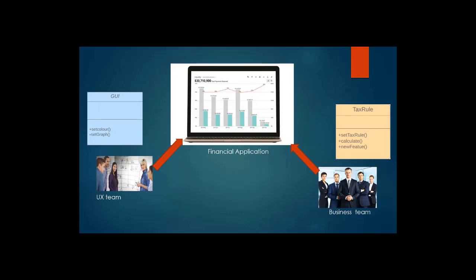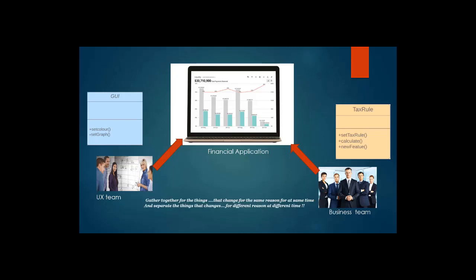So as per SRP, a class should only have a single responsibility and only one reason to change. So in the above example, the class or module which is responsible for the GUI, mentioned here on the slide as the GUI class, should be separated from the class which makes the changes for business rules, named here on the slide as the tax rule class, so that any change or update in the GUI class does not affect or update the tax rule class.